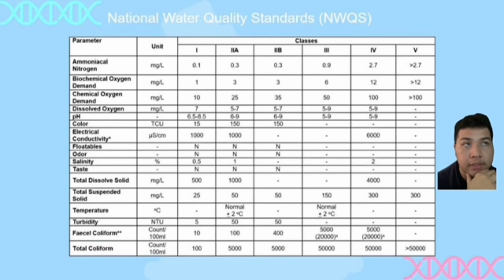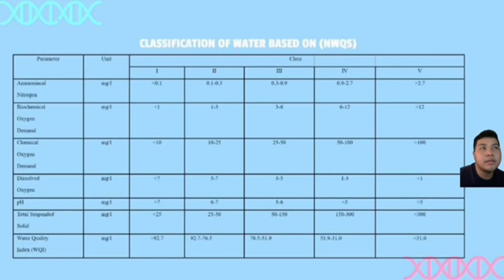Next slide is National Water Quality Standard (NWQS). From this schedule, we can classify the classes for the test that we may conduct. The tests that we choose for this testing are pH testing, TSS, COD, BOD, turbidity testing, and NBOT testing. So here is the schedule for the classification of water based on NWQS. I will tell in the next slide.